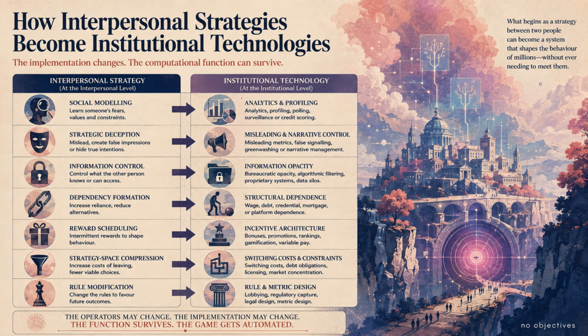Strategy space compression becomes switching costs and contractual constraints. So again, make your exit from the game really, really difficult, because leaving becomes costly not only from one dimension, but across a number of different dimensions, right? That's what keeps you playing the game. And then rule modification becomes lobbying, regulatory capture, and metric design, right? So let's ensure the winners of the game keep winning.